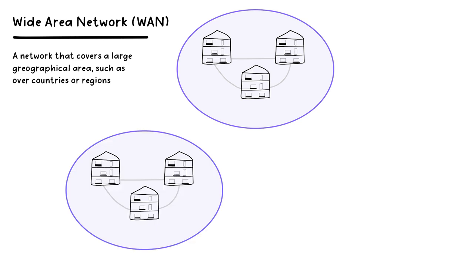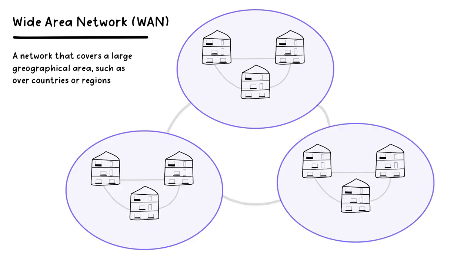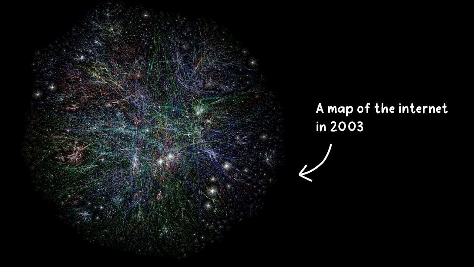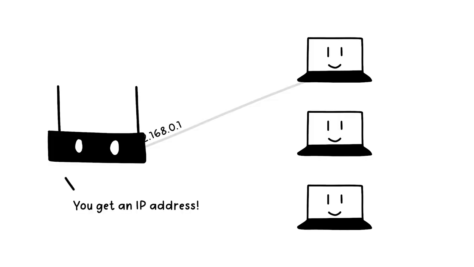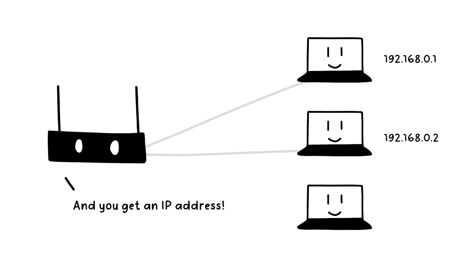Lastly, there are wide area networks, which cover an even larger geographical area, covering countries and regions. The internet is the largest example of a wide area network, which connects many international networks made out of smaller networks. As we saw previously, IP addresses are assigned once the device connects to the network.